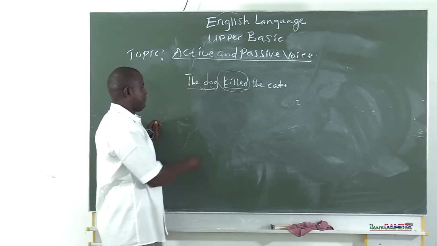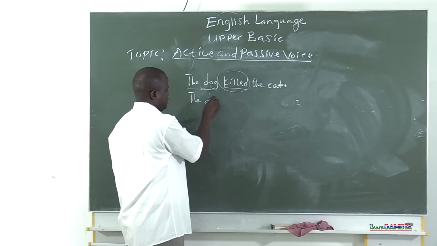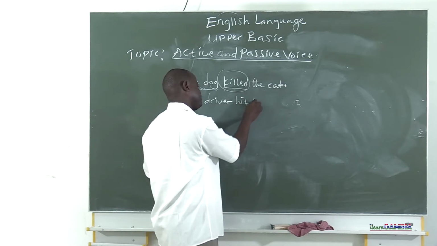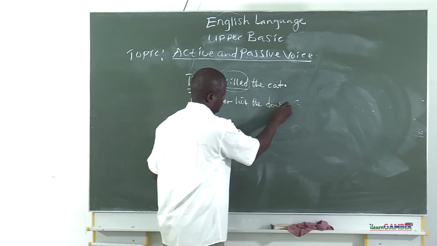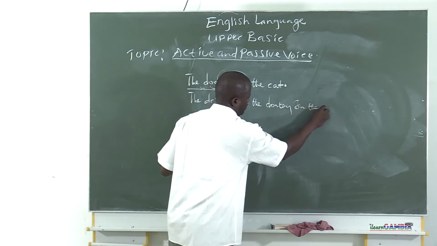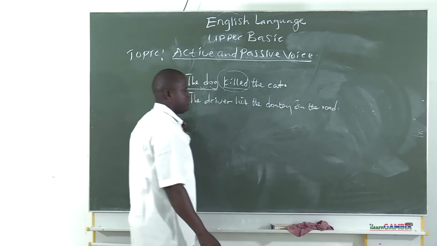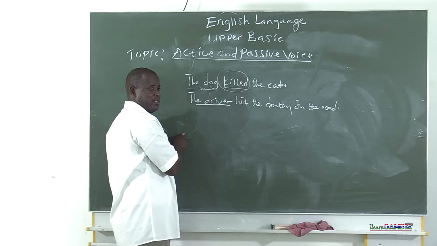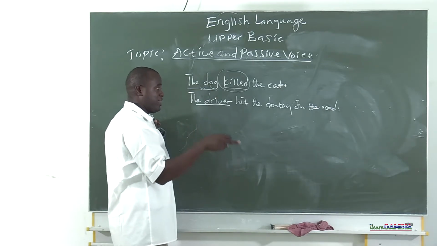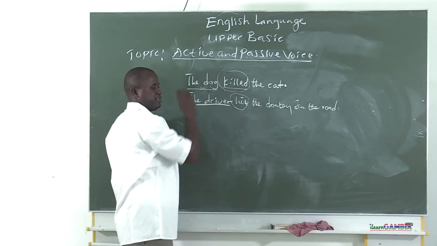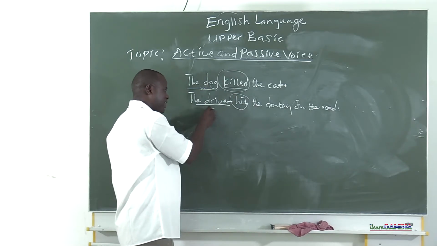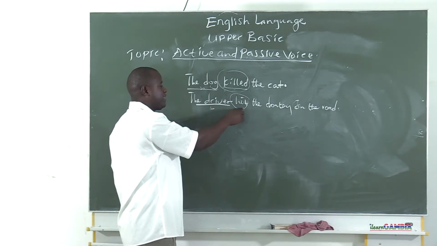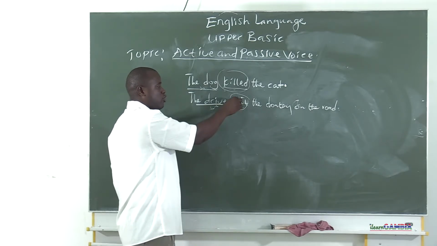Other example is the driver hit the donkey on the road. Okay, so here also, this is the subject, the driver, and it acts upon its verb. Where is the verb? Hit. This is the driver that did something. What did the driver do? He hit. So you can see this is the subject which acts upon its verb.